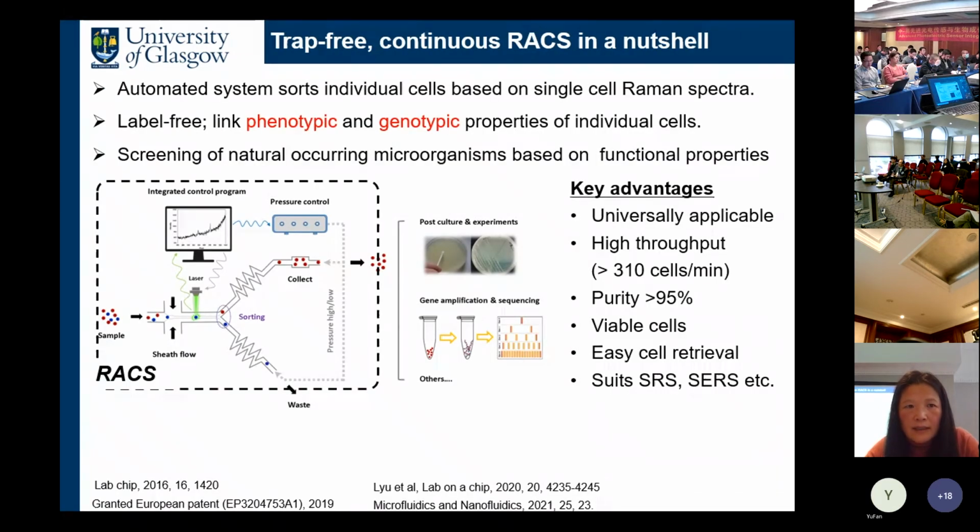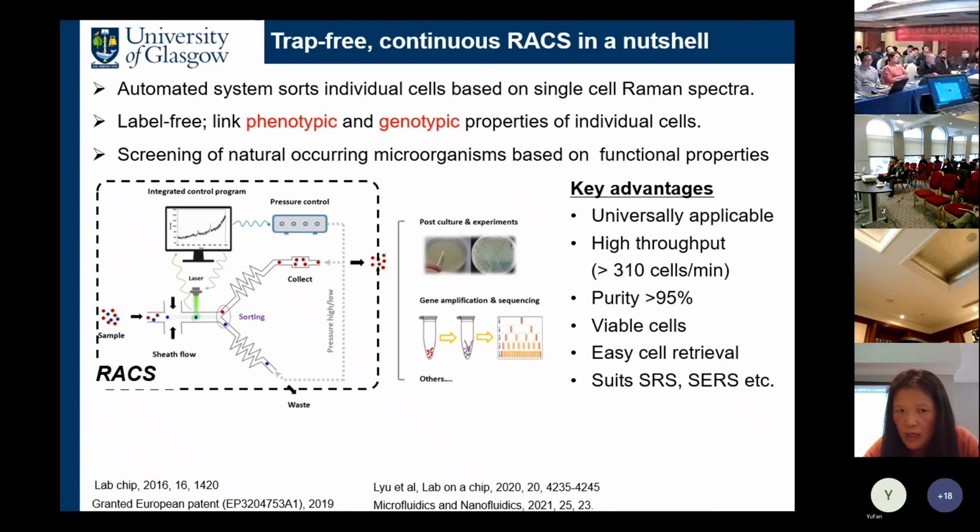So in a nutshell, for Raman-activated cell sorting, this flow-based system can be universally applied to many different systems. It has an advantage in terms of high throughput and can be further integrated with enhanced Raman techniques such as stimulated Raman spectroscopy to further enhance the throughput.